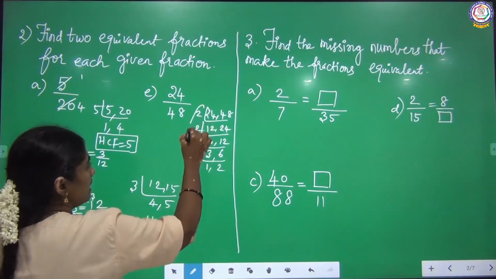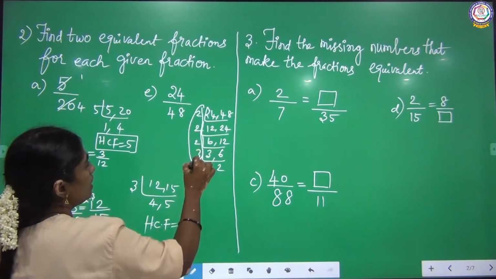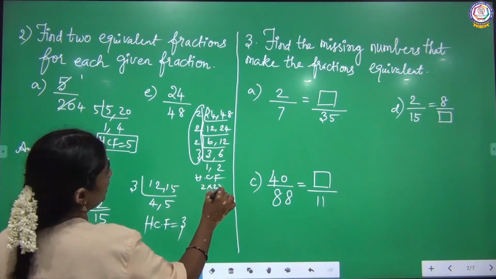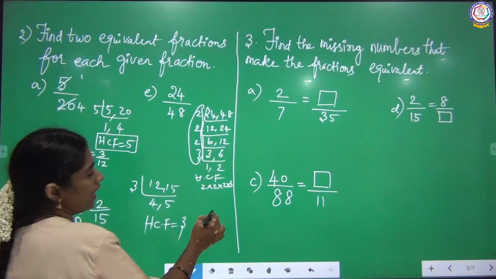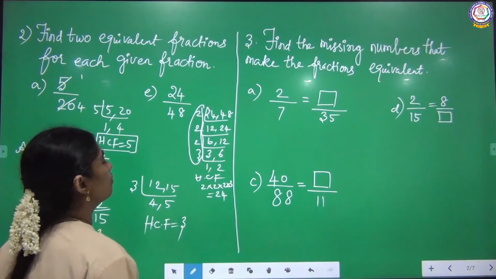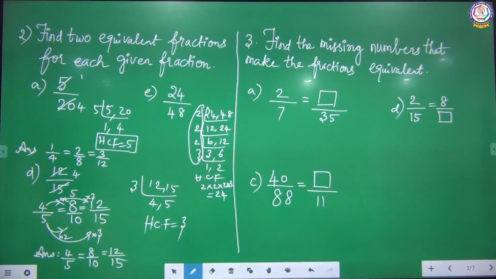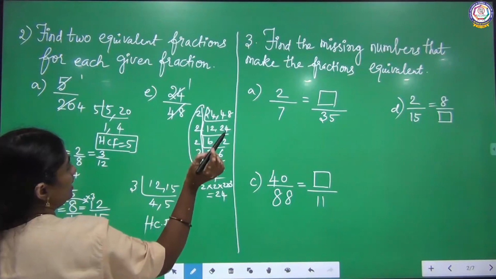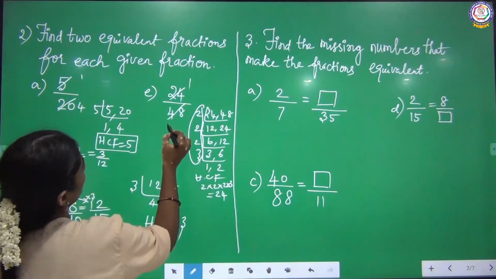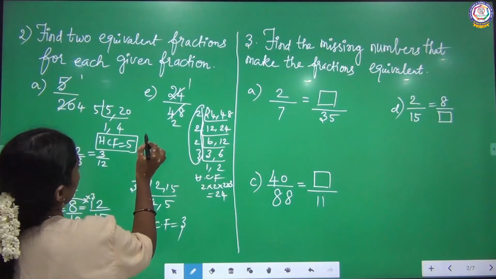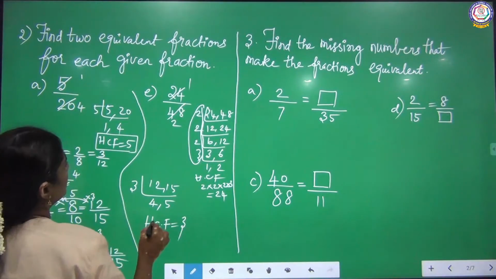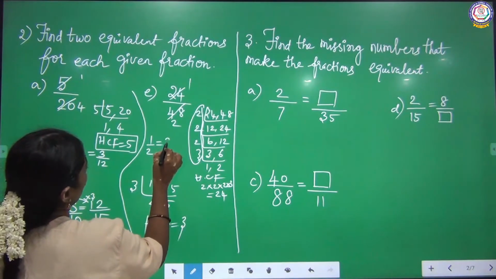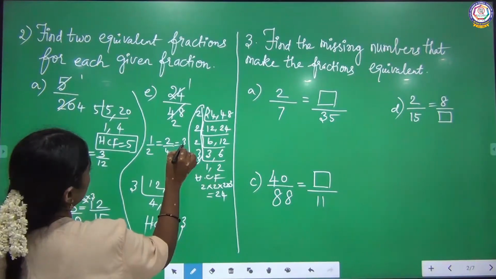So what is my HCF? See, the whole numbers are my HCF. So 2 into 2 into 2 into 3. So 8 3s are what? 24. Got it? 24 is my HCF. So 24 ones are 24, 24 twos are 48. Now I can find the equivalent fraction for this. 1 by 2 is equal to 2 by 4 is equal to 3 by 6.